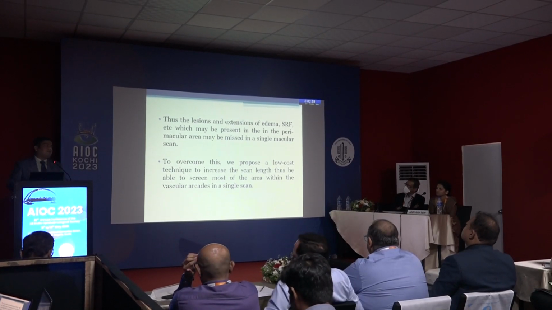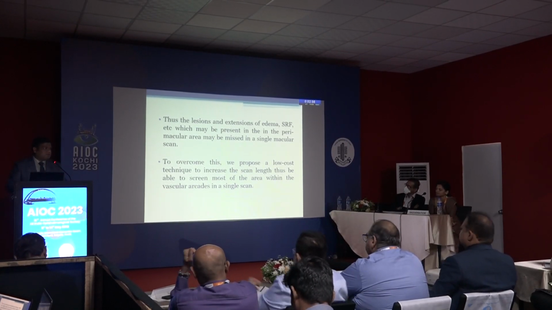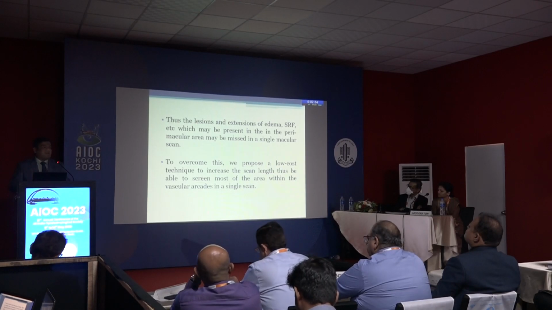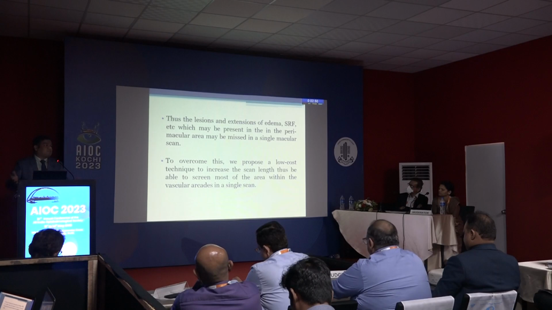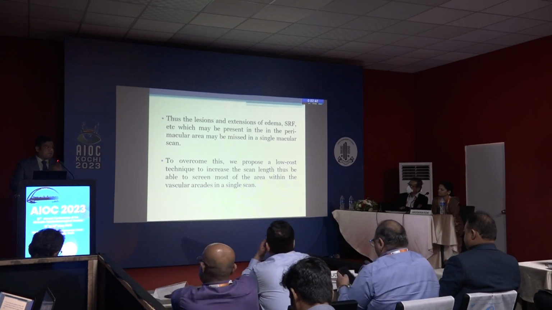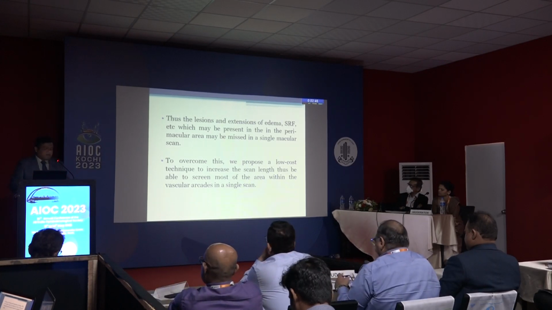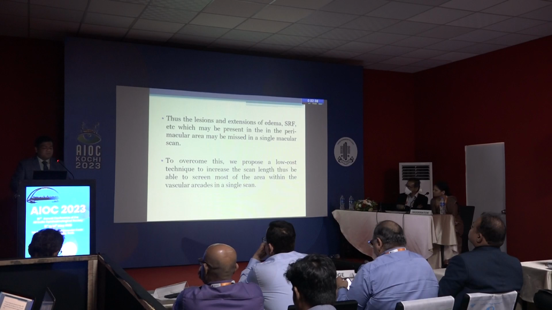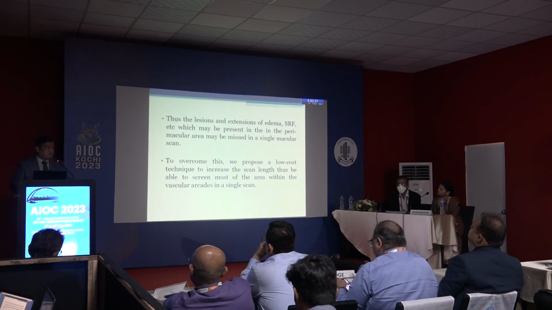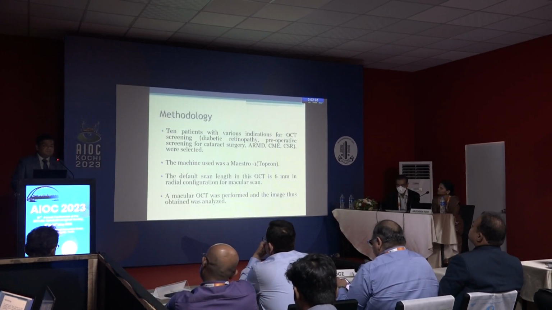Many times the OCTs are done by our assistants, not by the doctors themselves. So we may have to ask assistants again and again to do the peripheral scan to show the extent of the CSR, so that we may rule out that it is not a shallow RD. To overcome this, we propose a low-cost technique to increase the scan length, thus being able to screen most of the area within the vascular arcades in a single scan.